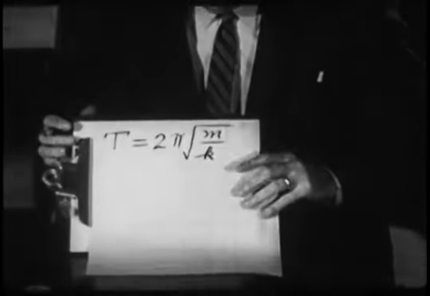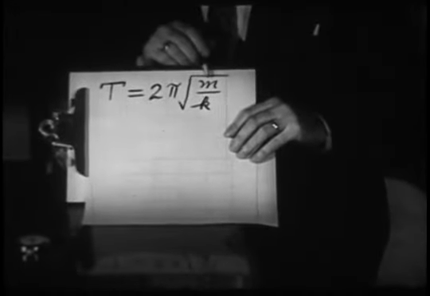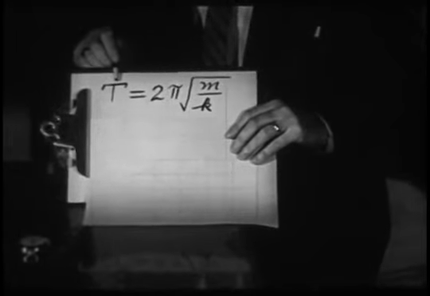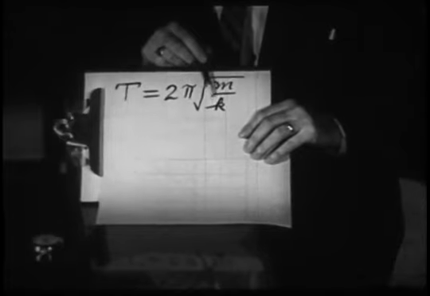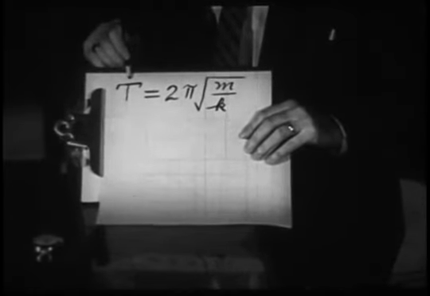Now you know how the period depends on mass and force constant. As I suggested before, by intuition, for a larger mass, the period is larger, the motion is more sluggish. For a stiffer spring, the period is less, the motion is quicker.